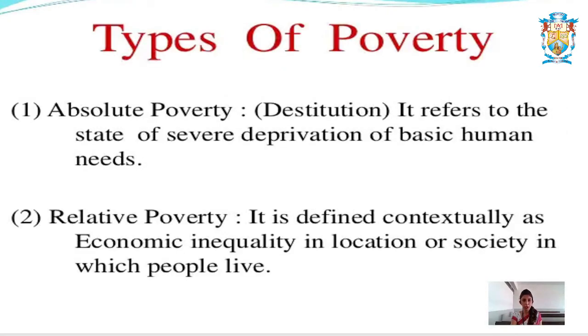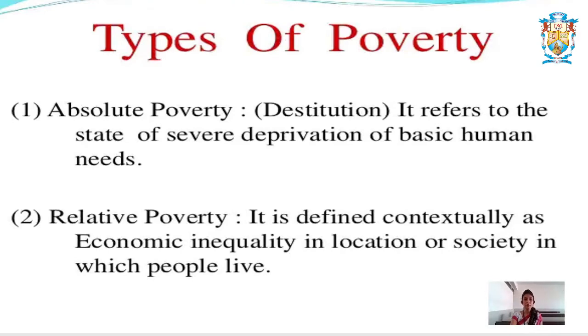One is absolute poverty and the second one is relative poverty. Absolute poverty is wherein the individual is not able to fulfill his or her basic needs like food, clothing, shelter. They are financially backward. Relative poverty is wherein the individual is able to fulfill just the basic needs, but they are poor compared to other people in the society.